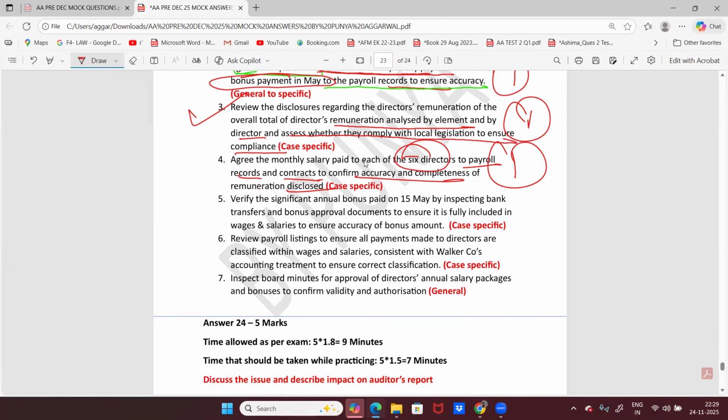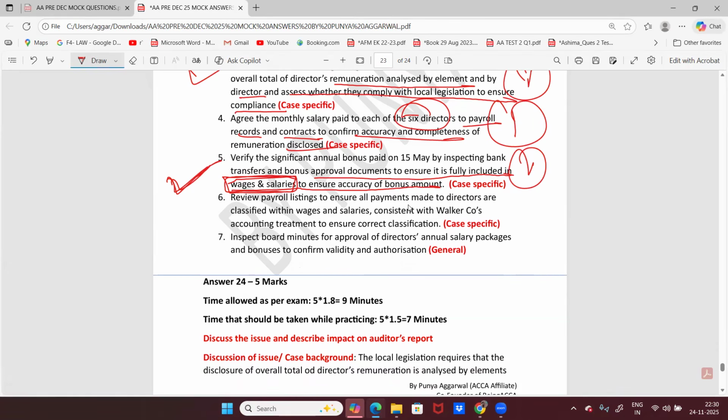All right, next one. Verify the significant annual bonus, which is paid on 15th of May, by inspecting the bank transfers. Because of course, if I'm paying the bonuses, I'm paying them by bank transfer only to my employees, right? And bonus approval documents to ensure it's fully included in the wages and salaries to ensure accuracy of this. See, I've written that it should be fully included within wages and salaries, which is a correct accounting treatment, right? So you are just verifying that whatever bonuses you have paid to the employees as well as the annual salary, that's correctly recognized in the wages and salaries or not, to ensure the accuracy of the bonus amount, right? 1 mark.